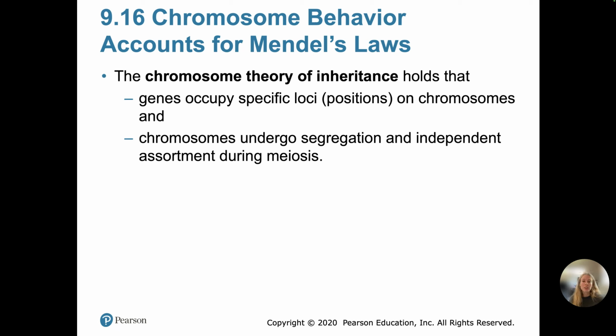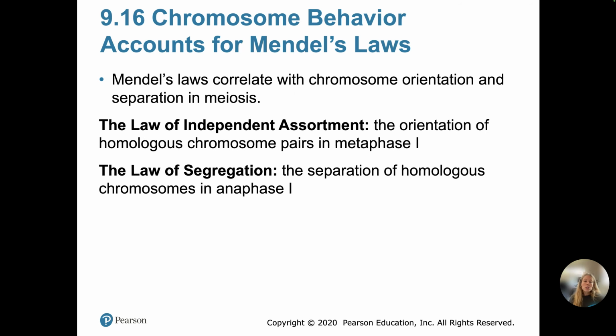So the chromosome theory of inheritance holds that genes occupy specific loci, or specific positions, on chromosomes, and those chromosomes undergo segregation and independent assortment during meiosis. Mendel's laws correlate with chromosome orientation and separation in meiosis. So his two laws, the law of independent assortment and the law of segregation, explain the behavior that we see the chromosomes do during meiosis.